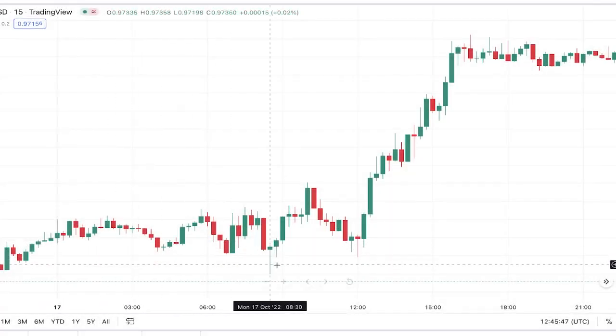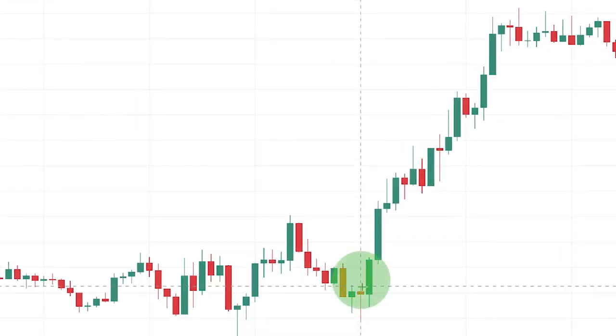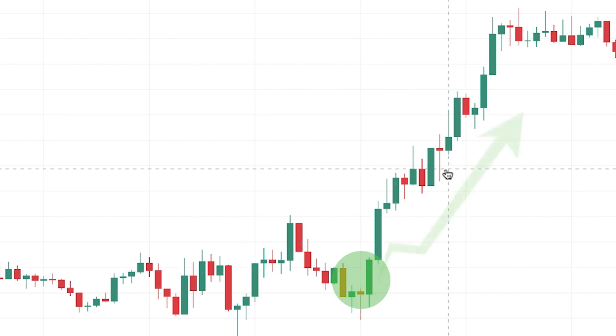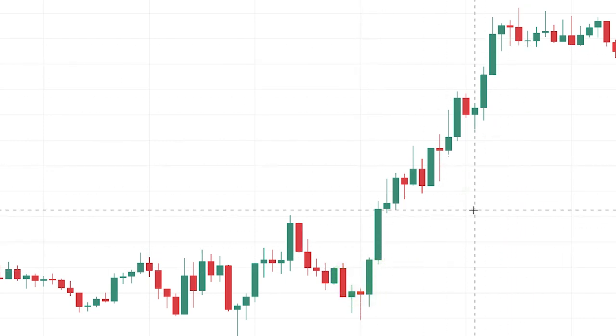How many times have you encountered a situation in the market where you regretted and told yourself, oh man, I wish I had entered here at this point. I wish I could have realized that the price is going to jump here. If you're interested to learn how you can catch these kinds of movements, stay with me.